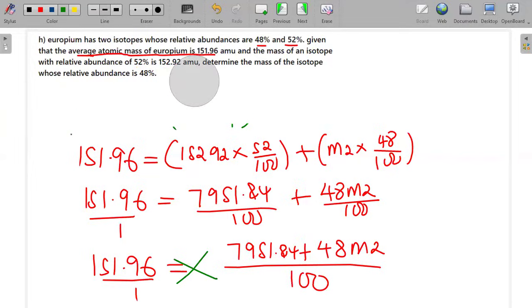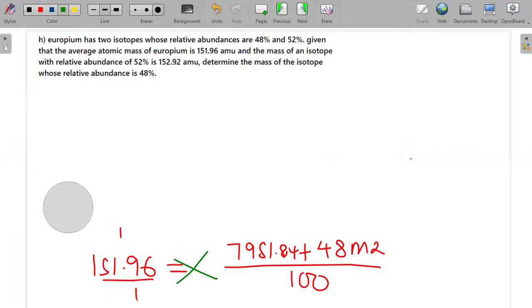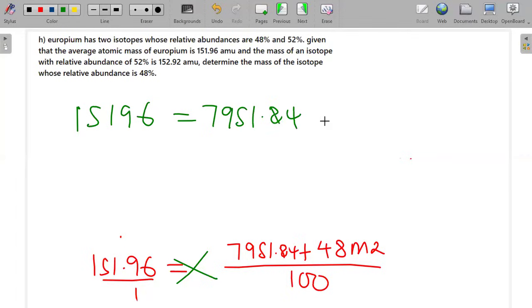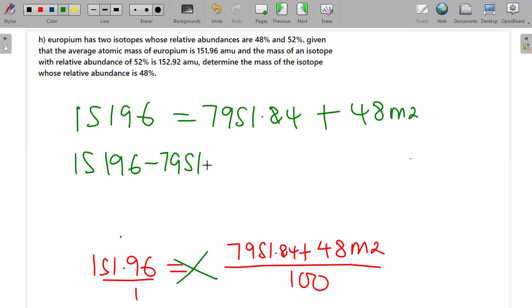Okay, so once we do the cross multiplication, we're going to have the following. This guy here is going to be 15196 is equal to 7951.84 plus 48 M2. And then this guy goes to the other side. So it's 15,196 minus 7,951.84 is equal to 48 M2.